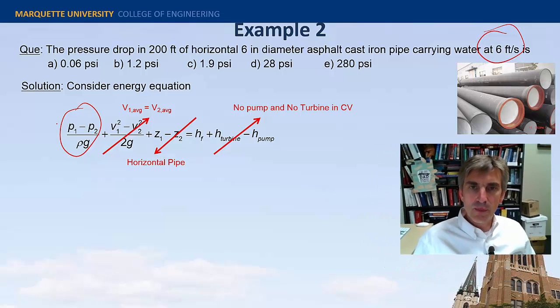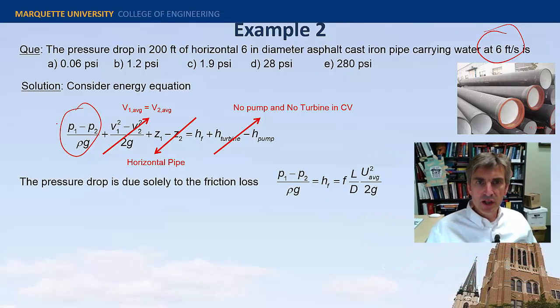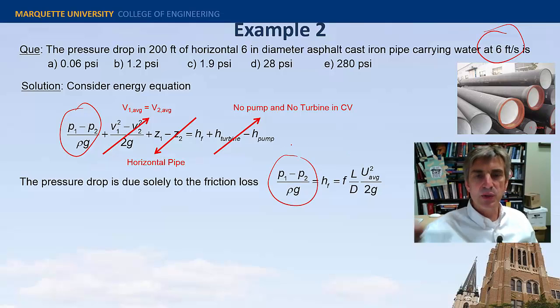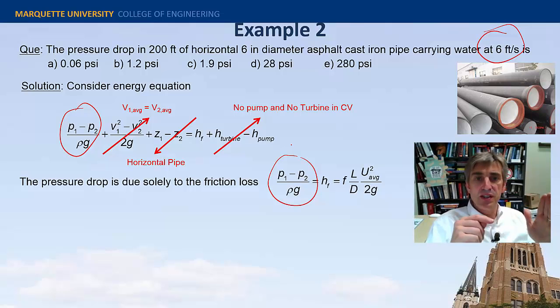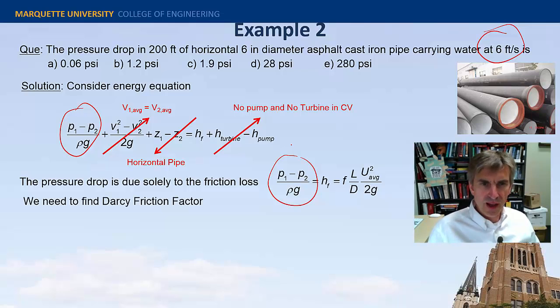There's no turbine or pump in this control volume, so we end up with the relationship that we've talked about before, that the pressure drop and the frictional head loss are equivalent. So basically, you can think of it this way: the pressure difference is what's making the flow go, and that energy that we put in as pressure difference is being sucked up by the friction. All right, so we need that Darcy friction factor. So we're going to need the Reynolds number and the roughness.